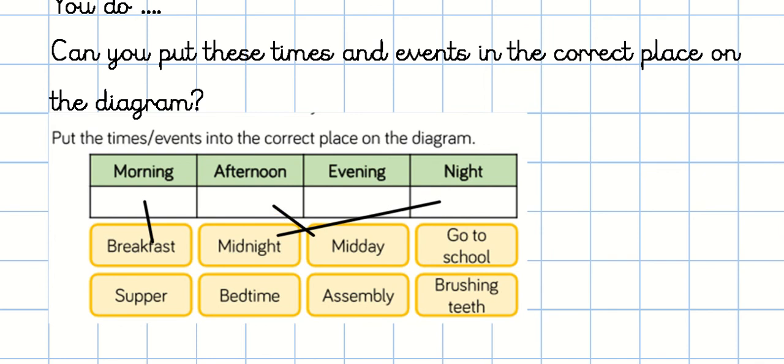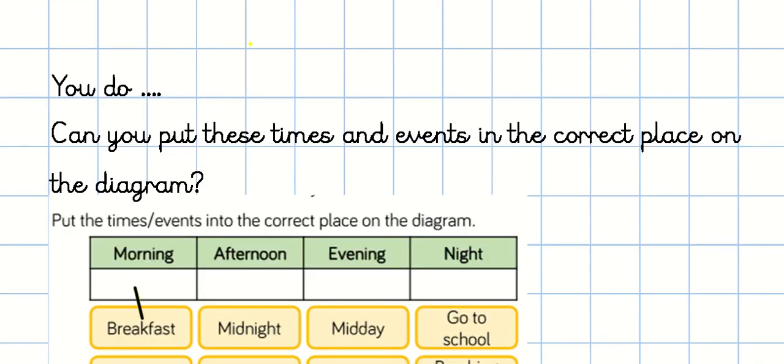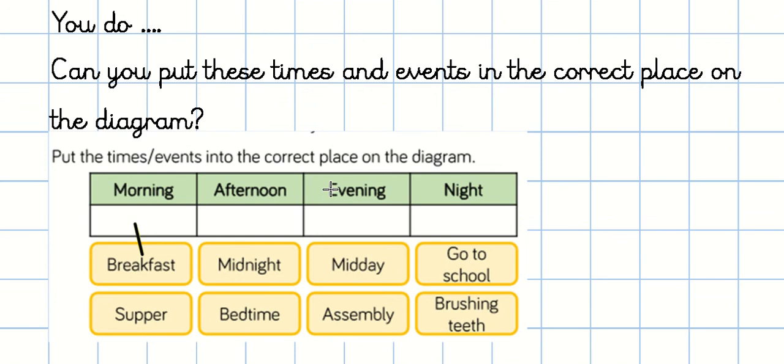Can you fill in the rest now? Okay, let's go through the rest. Go to school. Well, that would happen in the morning. Supper would happen probably in the evening. That's when we said we'd have our tea. Bedtime would happen at night. Assembly, well, that happens actually in the morning. And brushing our teeth would happen in the evening.